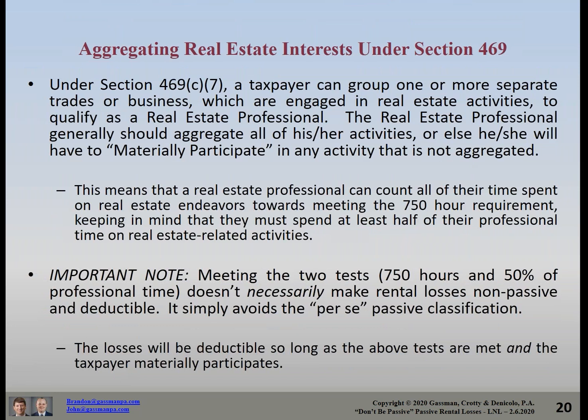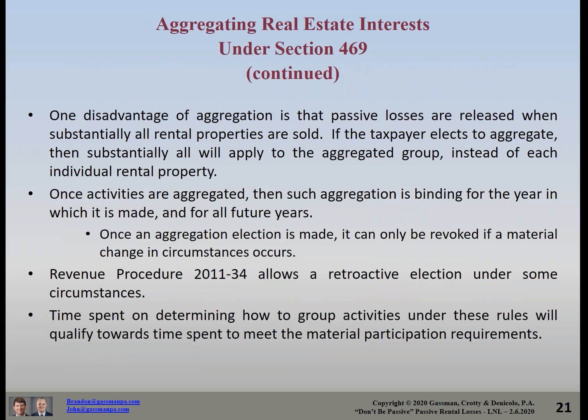Now, one of the issues when you do aggregate is that even though you can aggregate to meet the requirement, we'll go over this a little bit later, when you sell property, if you sell substantially all, then you could have an issue with the gain or loss being passed through immediately. And right here, this is the slide that shows that if you do sell substantially all, then when you sell, it applies to the aggregated group. So all of that loss or gain will pass directly through to the taxpayer.